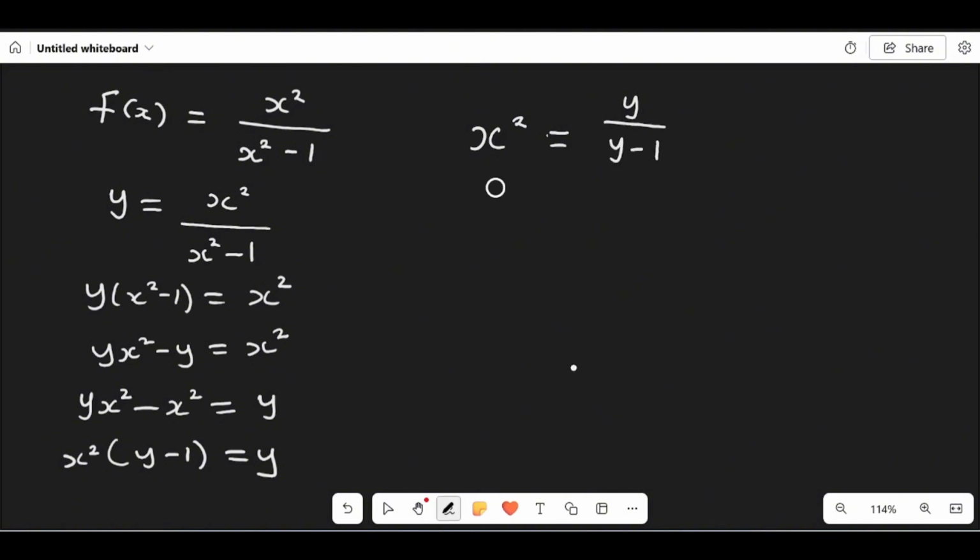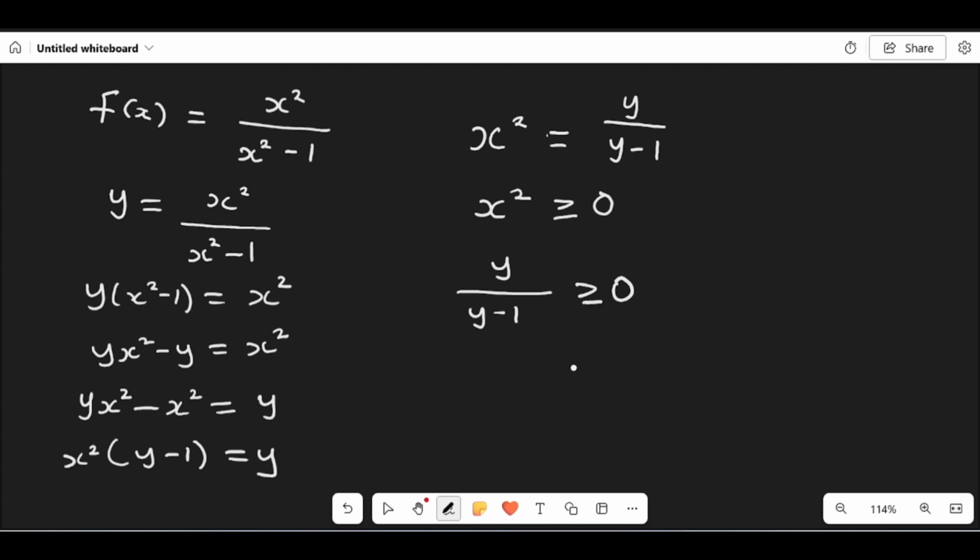Use the fact that x squared will always be greater than or equal to 0. Since x squared is always non-negative, this expression also will be greater than or equal to 0. y over y minus 1 is greater than or equal to 0.